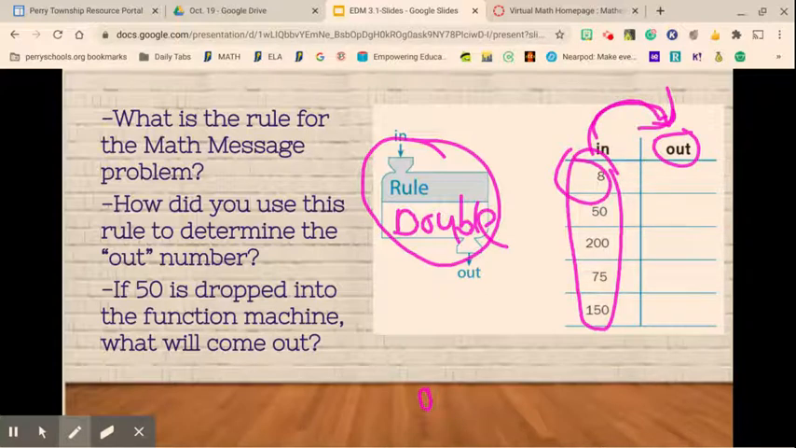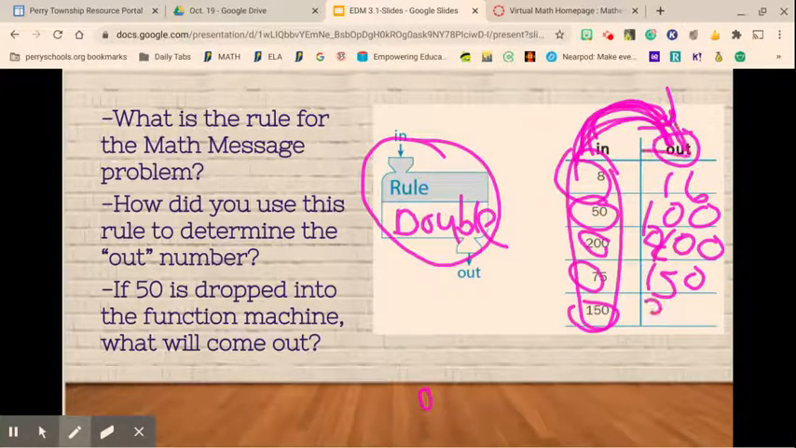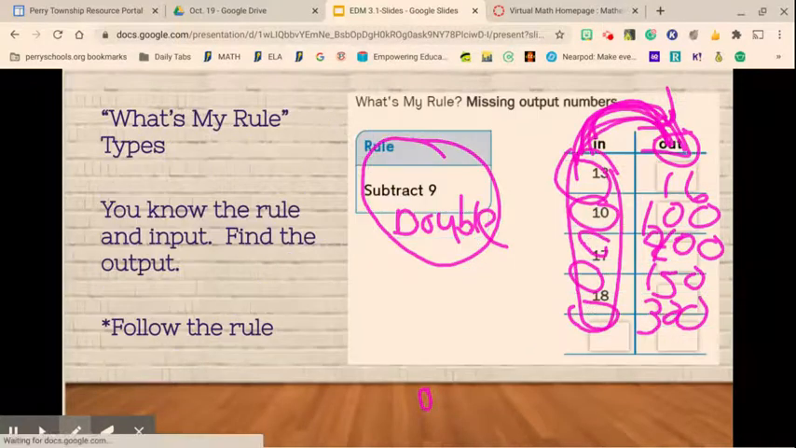So this is a what's my rule problem. Again, it would be 8 doubled is 16. 50 doubled is 100. 200 doubled is 400. 75 doubled is 150. And then 150 doubled is 300. So we're going to use this idea to help us complete the next What's My Rule activities.